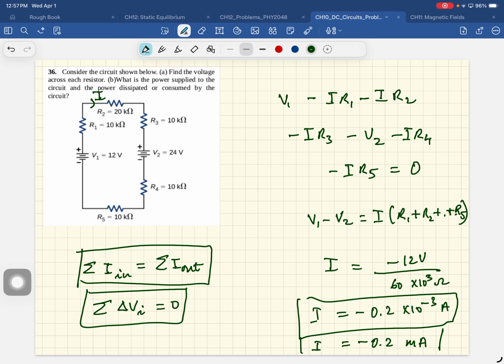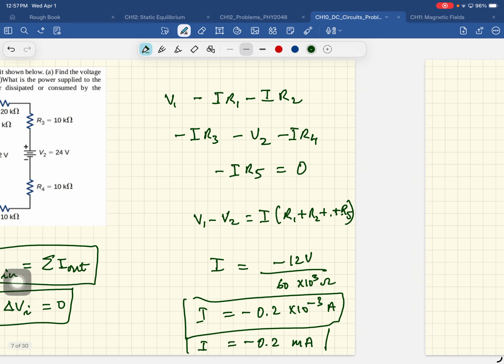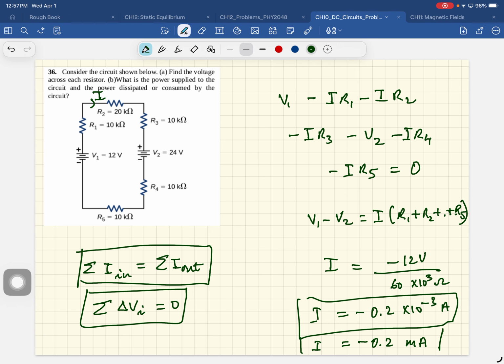A milliamp is a thousandth of an amp, and in the lab today we'll be measuring currents that are milliamps. If we would have gone the other direction, we would have gotten a positive answer instead. That's right. Had we chosen this direction for the current, you would have gotten positive 0.2 milliamps. I deliberately chose the wrong direction to make sure you understand what a negative current means.